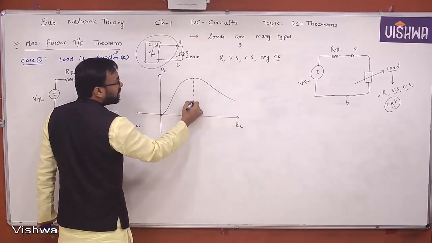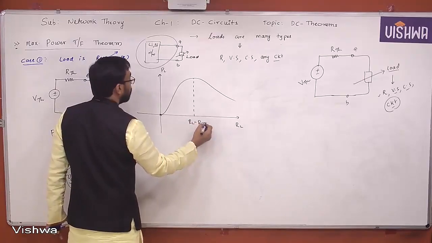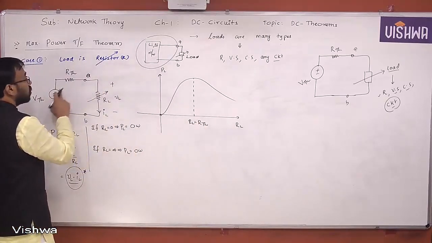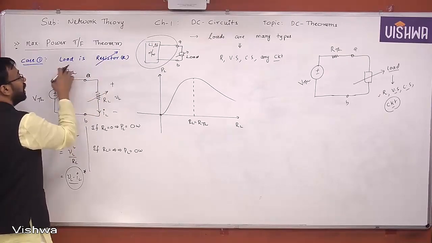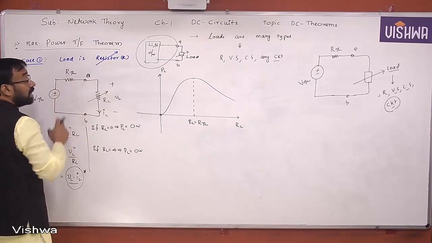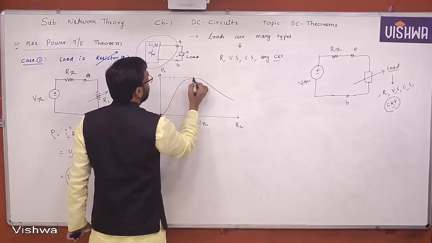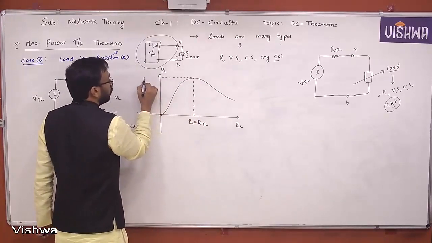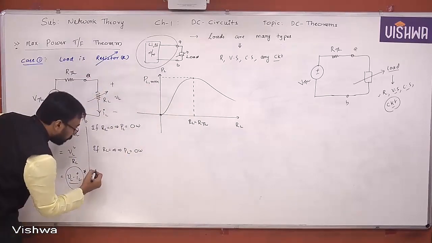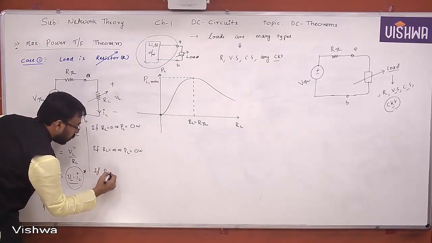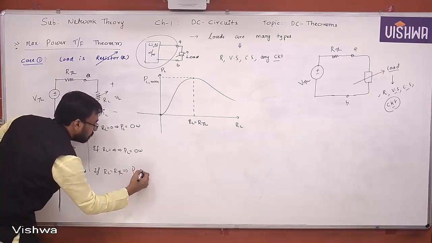The power reaches maximum when RL is equal to RTH, that is internal resistance of the source. Here in this context, for any circuit, you call that internal resistance of the source as what? Thevenin's equivalent resistance. At Thevenin's equivalent resistance, the power will become maximum. You call this PL max. So therefore, if RL is equal to RTH, then PL will become PL max.